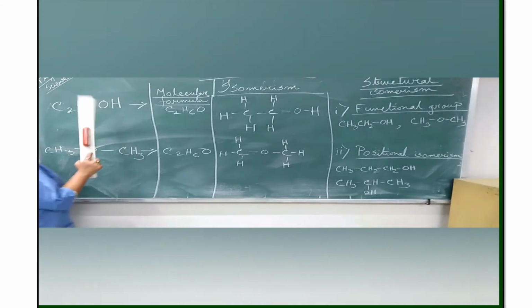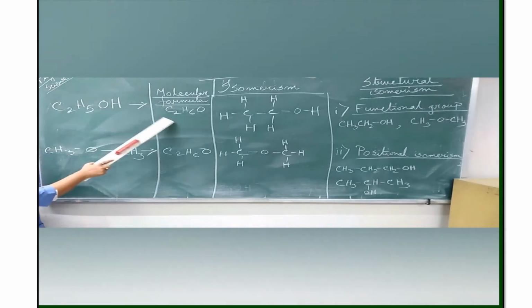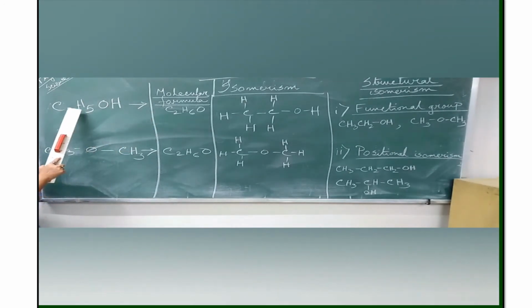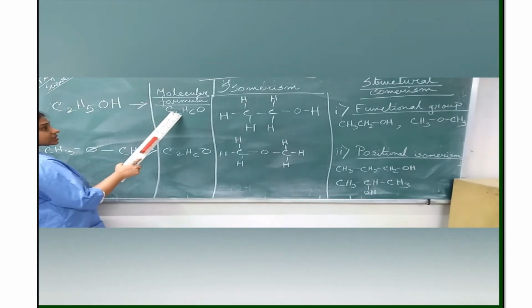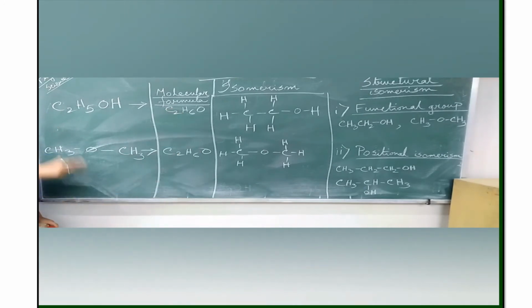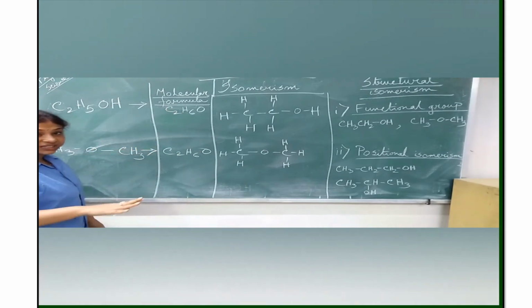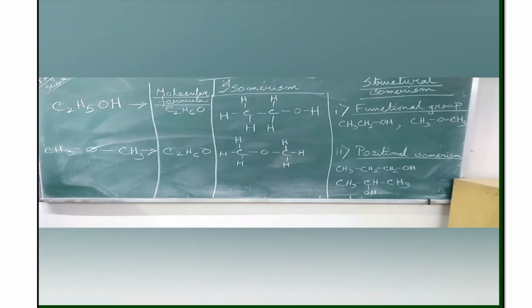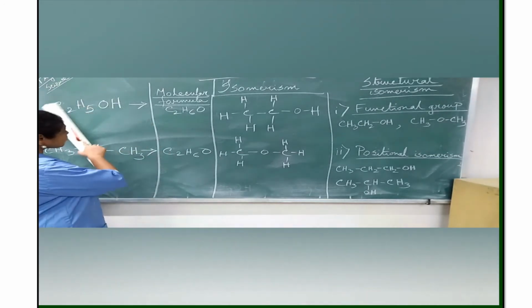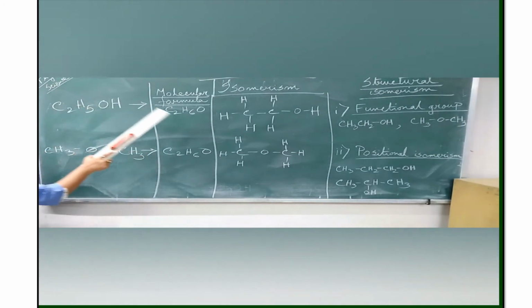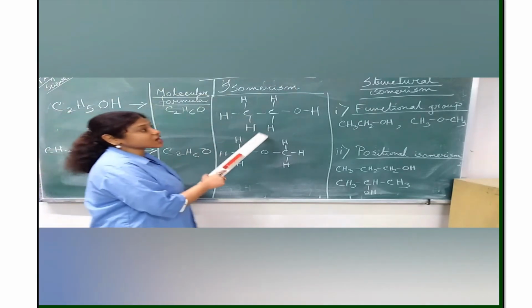Okay? See here. How many carbon? C2. How many hydrogen? 5 plus 1, 6. Molecular formula means at a time I am writing. I am not arranging this. I am just writing. Okay? This is the general normal formula that we are using. That is molecular formula. That is structural formula.